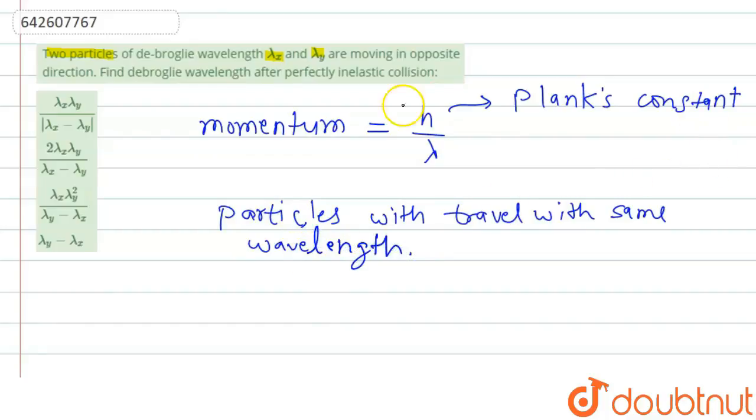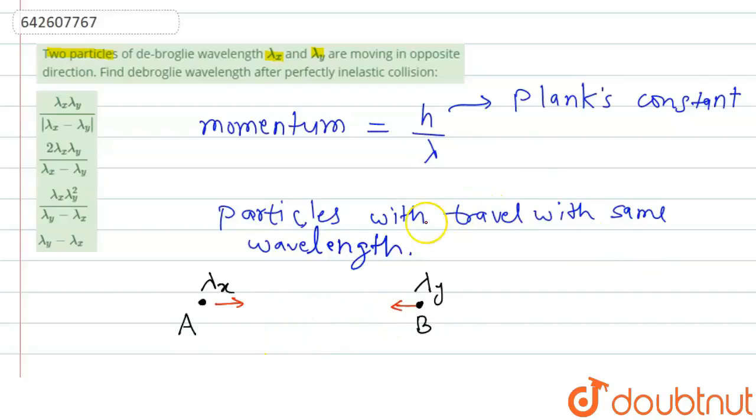Suppose there is a particle A having the wavelength lambda x and another particle B which has a de Broglie wavelength lambda y, and these are moving in opposite direction, that is towards each other. So when both will collide, they will move with the same wavelength in a particular direction.